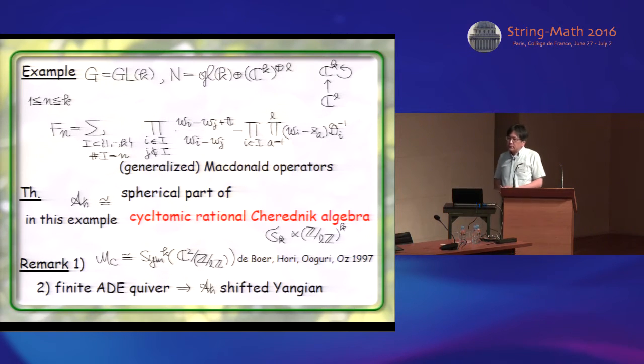So this is an example. I take the simplest case. G is the general linear group, and N is an adjoint representation plus L copies of the vector representation. This is the so-called quiver gauge theory associated with the Jordan quiver. So I have this vertex, and this is a framed vertex, and the upper part is the Jordan quiver. This is a framed vertex. Anyway, this is a representation.